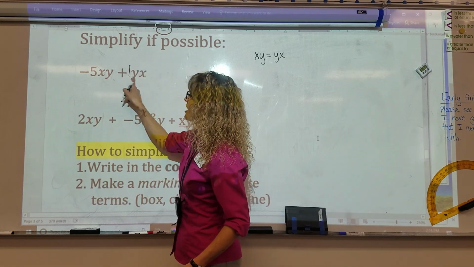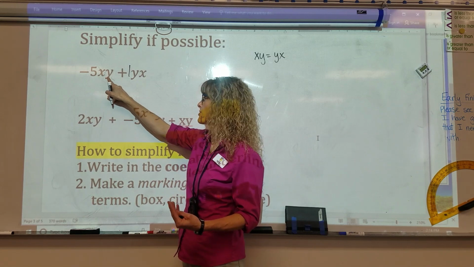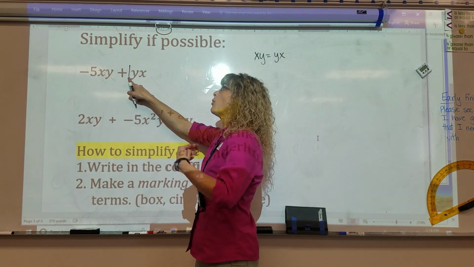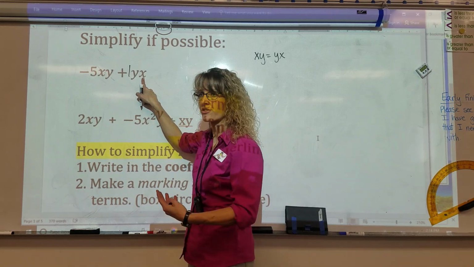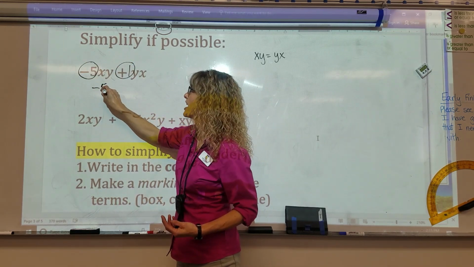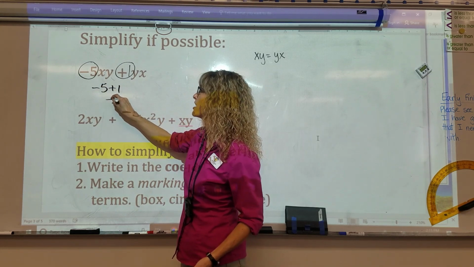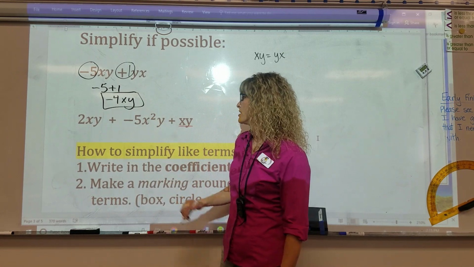Because these are like terms, I can add them. Think of it like I have -5 x-rays and yo-yos, and then someone gives me 1 yo-yo and x-ray. How many x-rays and yo-yos do I have? Well, add the coefficients. -5 plus 1 gives me -4 x-rays and yo-yos. Done. Let's try this one.